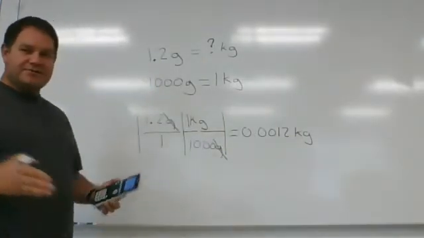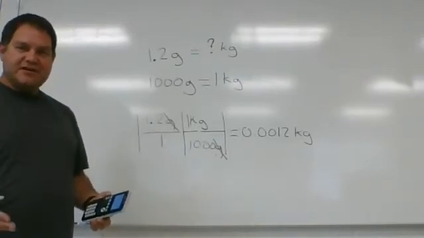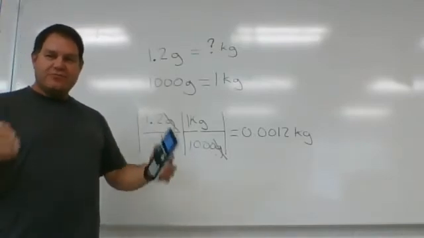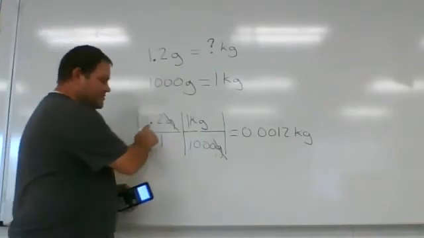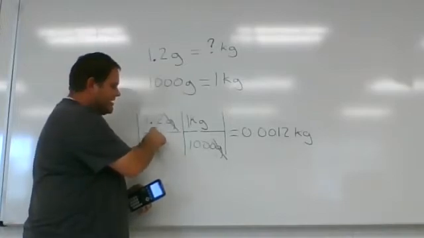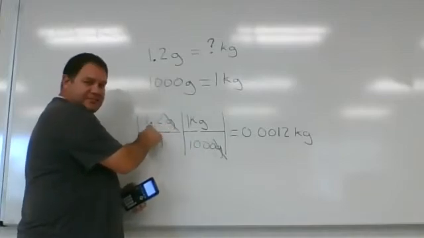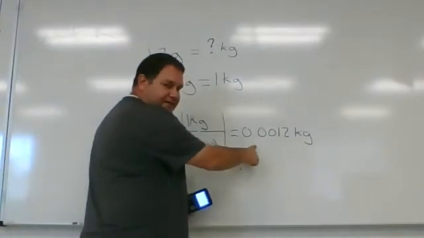Now, I probably should express my answer in the correct number of significant digits, like any answer or calculation you do. With dimension analysis, the way we're going to handle significant figures is that the number of significant figures in the original value, the original measurement here, in this case 1.2 grams, is going to be the same number in my final answer.